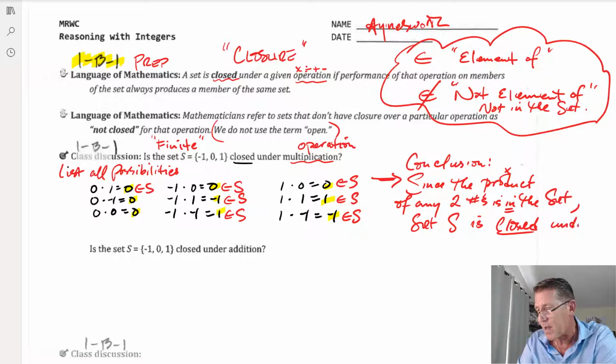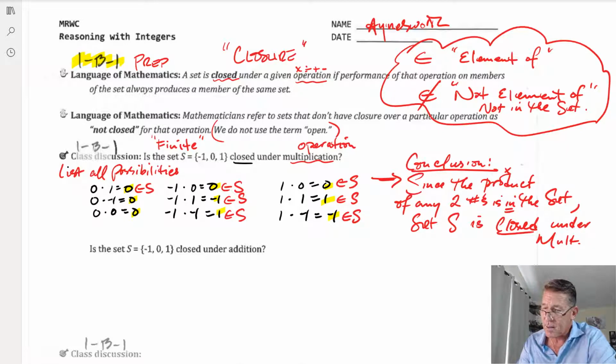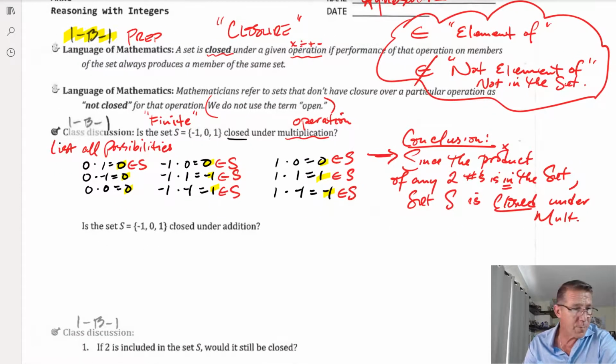Now you always have to specify the operation because the question will change if I change the operation. This is called the conclusion. Since the product of any two numbers is in the set, set S is closed under multiplication. Now that may not be true for addition or division or subtraction or squaring or any other operation. So what you have to do is list them. The first method of figuring out the idea of closure is simply by listing.